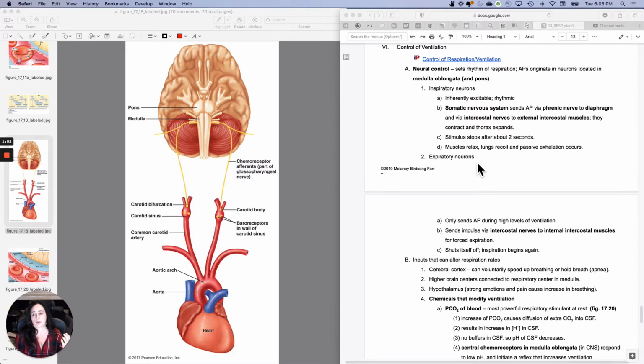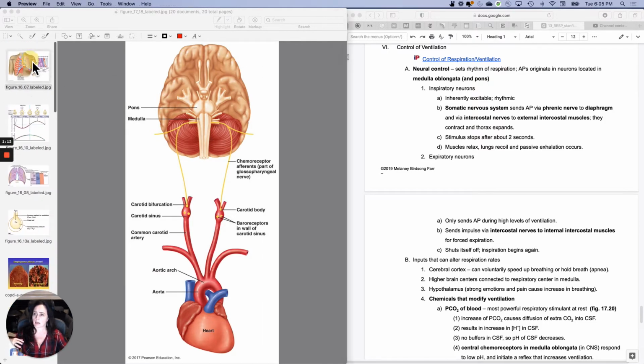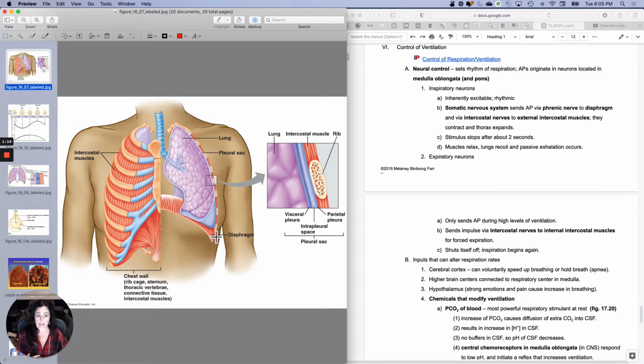The inspiratory neurons will go from the medulla oblongata and the pons via the somatic nervous system to the diaphragm, all the way back here, to stimulate the diaphragm. And by the way, it's the phrenic nerve. And then the intercostal nerves stimulate the external intercostal muscles. They cause contraction of the diaphragm, which moves it down, and contraction of the external intercostal muscles increases the size of the thoracic cavity. All that good breathing stuff occurs.